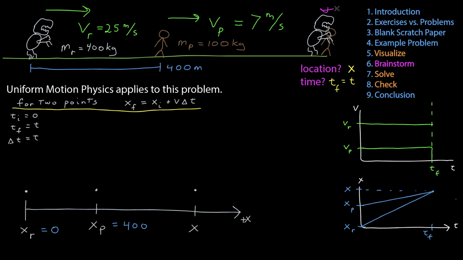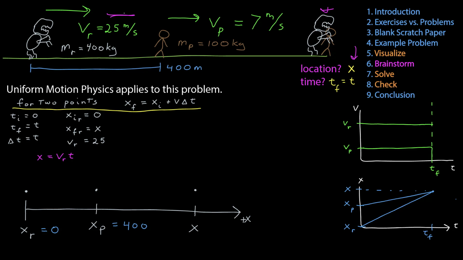So my initial time, t sub i, I'm setting equal to 0. My final time I've already said is just t, and that means the time interval between them is just t minus 0, or t as well. Let's apply uniform motion physics first to the raptor. There's some initial position for the raptor, which I have identified as x sub i,r, initial position of the raptor, and that's just equal to 0. The final position for the raptor is where they meet up, which I've already identified as just x. And the velocity of the raptor is 25 meters per second. I've identified that everything is already in SI units, so my units are consistent.